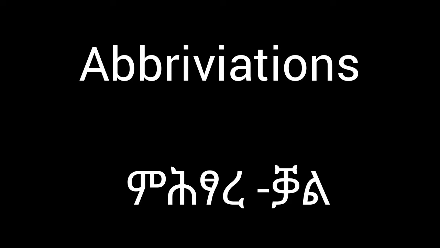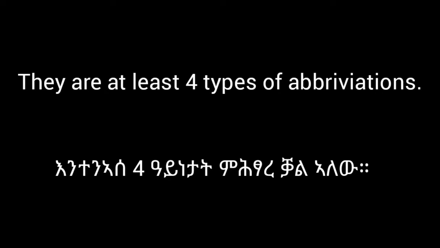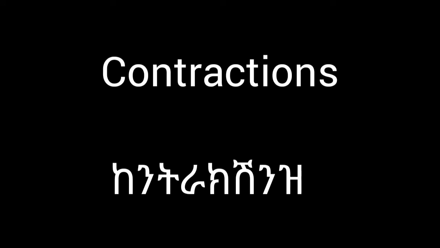Our today's lesson is about abbreviations. An abbreviation is a shortened form of a word or a phrase. There are at least 4 types of abbreviations. Those include initialism, acronyms, shortenings, and contractions. Let's come to detail and examples.